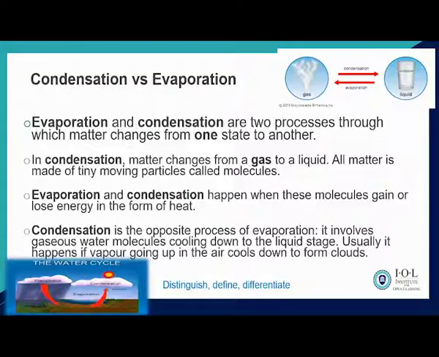So this is what happens, but it's caused by heat, and that heat comes from the sun, which results in all these processes. So now, condensation: gas to liquid. Evaporation: liquid to gas. Those are the changes happening between them, and that's how they result in these two processes. Those are the differences between condensation and evaporation.